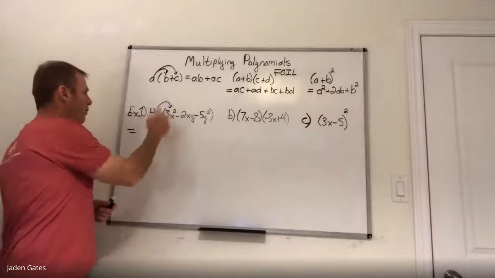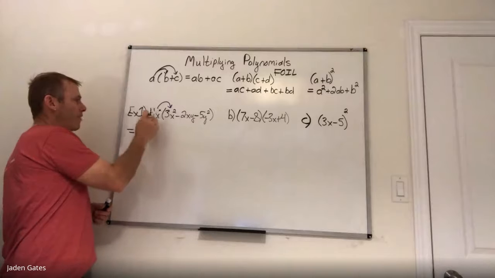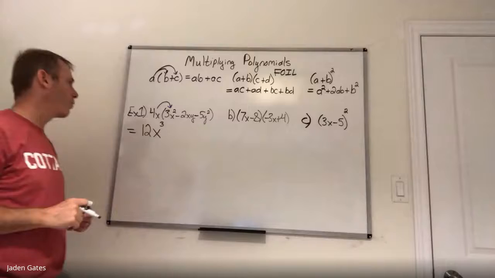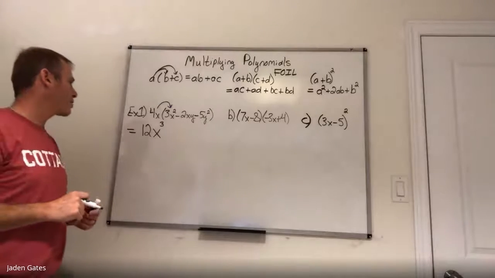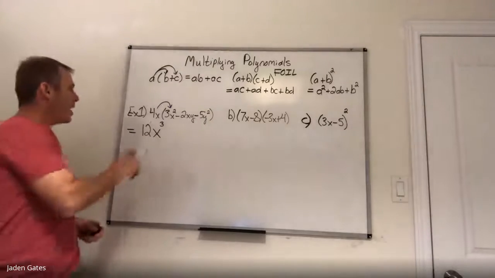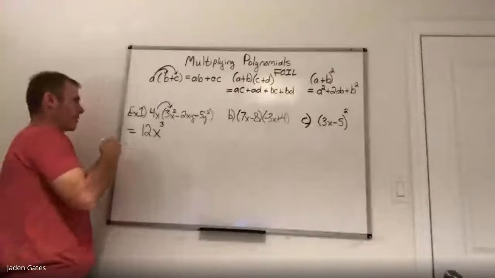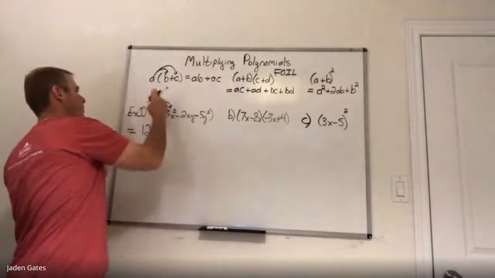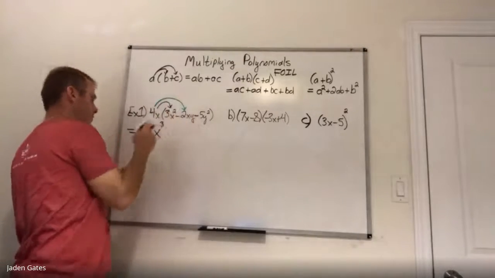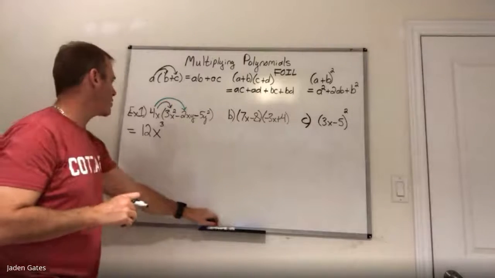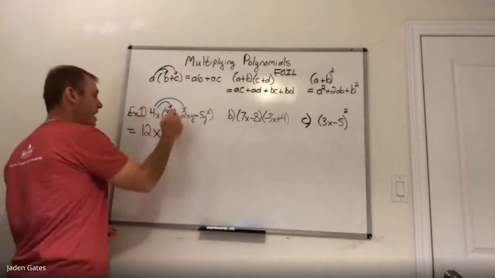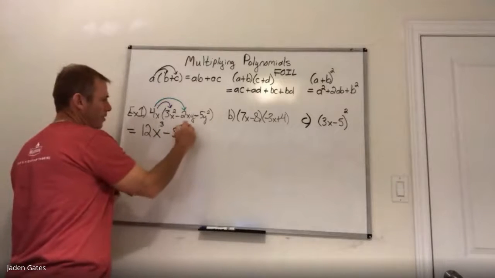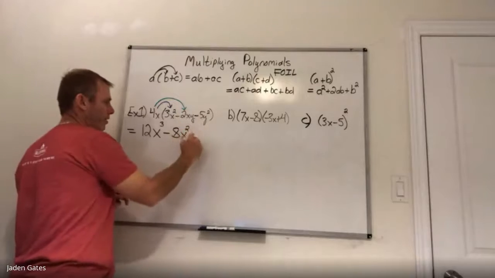Well, 4 times 3 is 12. And when I have x times x squared, I'm going to get x cubed. Again, that's power laws, where we add the exponents and keep the base the same. Now I'm going to take 4x. This is why I call it the rainbow rule here. Might as well use some colors. I take the 4x and multiply it by the negative 2xy. So 4 times negative 2 is negative 8. x times x is x squared. And then I have the y there.